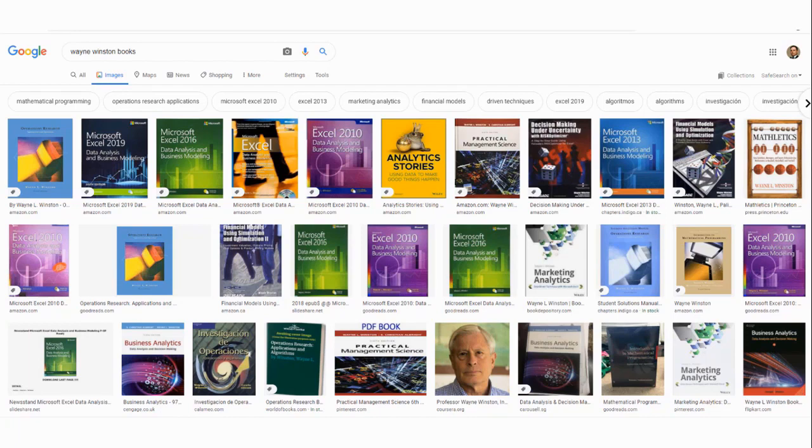Another thing you could do is you could search for his books. Just go to Wayne Winston books and look at images. But you can see Microsoft's book 2019, 2016, 2010. I believe it goes back all the way to 2003, but I'm not 100%. I'm pretty sure, but not 100% on that.